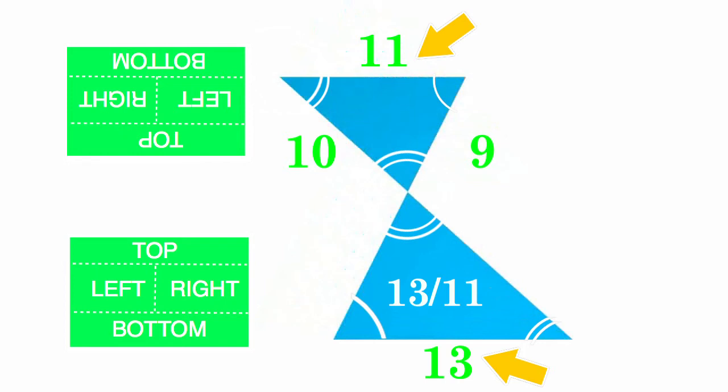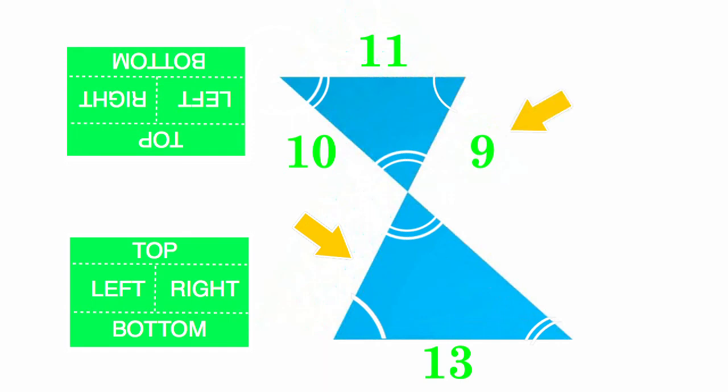Now, if we want to know the length of the left side of our big triangle, then we need to multiply the right side of our smaller triangle by 13/11. If we want to know the right side of our big triangle, we need to multiply the left side of the smaller triangle by 13/11.